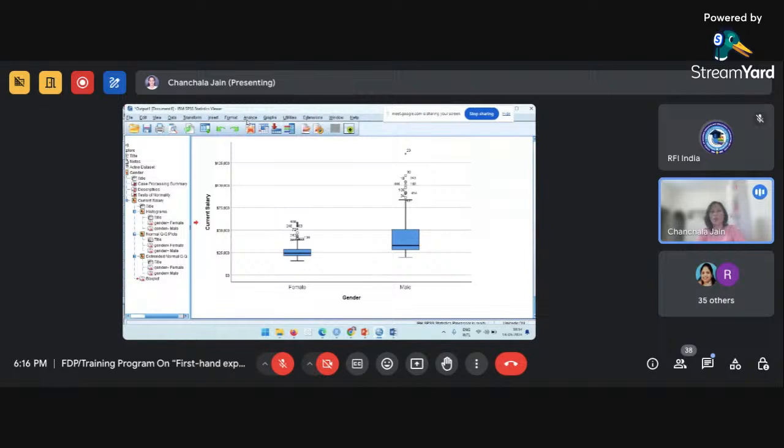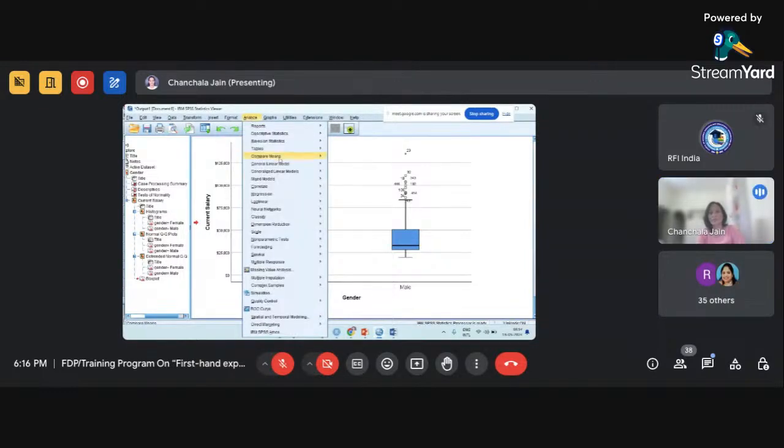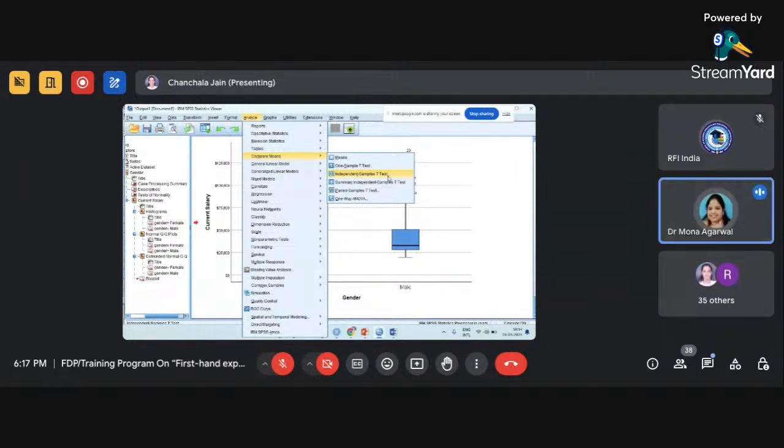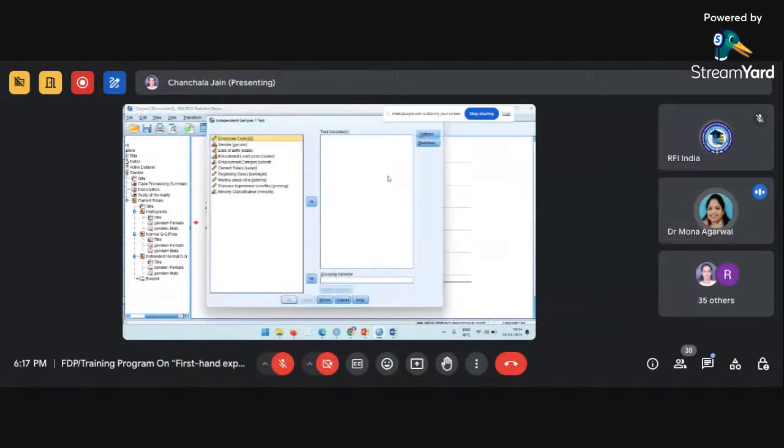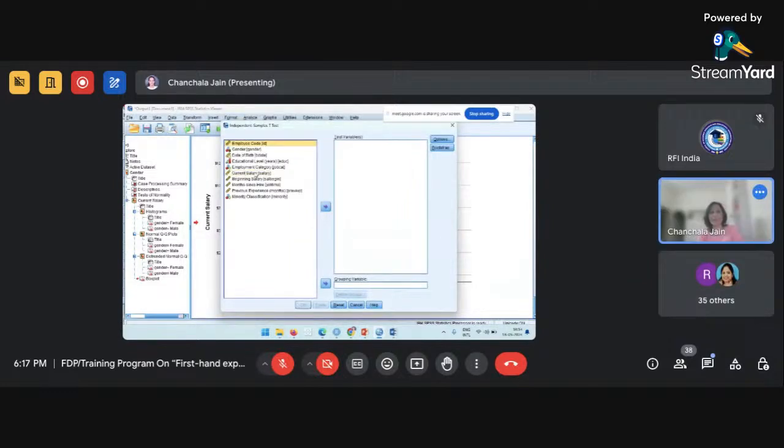Now we are talking about how to perform the t-test. Go to Analyze, Compare Means, and Independent Samples t-test. It is fine. Yes, ma'am. Click on this. A box is coming. You can shift your required variable, that is current salary, into the Test Variables box, and gender into the Grouping Variable box, right?